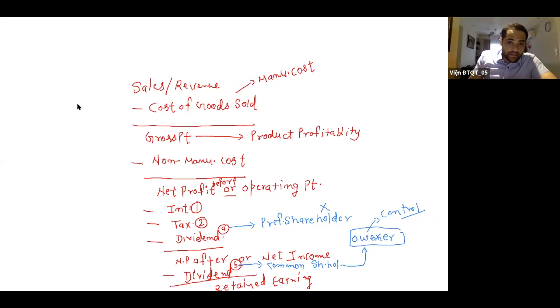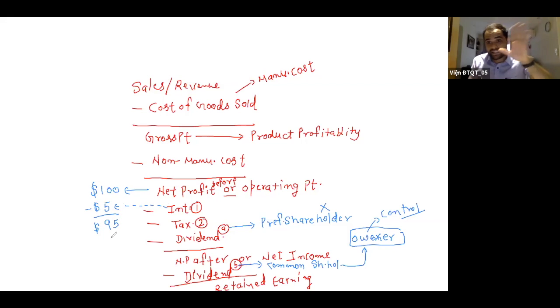So let me explain again here. Did you understand until operating profit? Until net profit before? Yes, okay. So let me write down here. For example, my net profit is $100, right? Net profit $100. So I will minus interest from this $100 first. For example, my interest is $5, right? So now I got $95. So I pay interest, right?